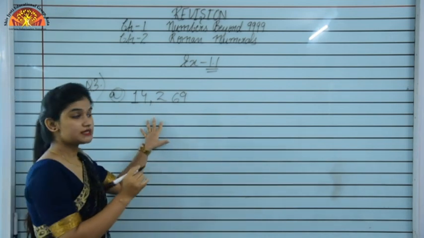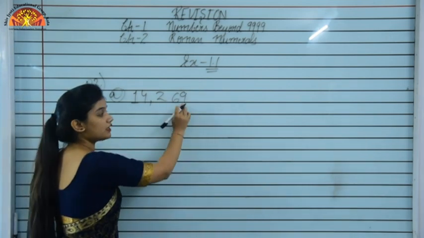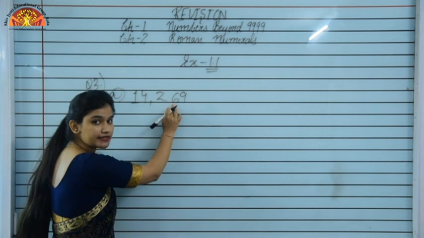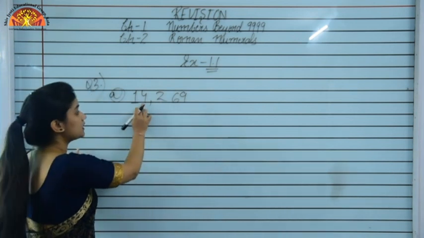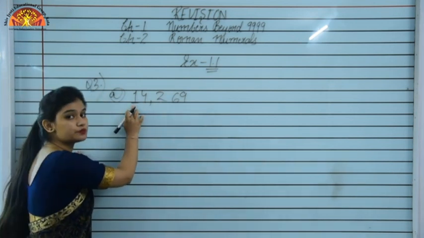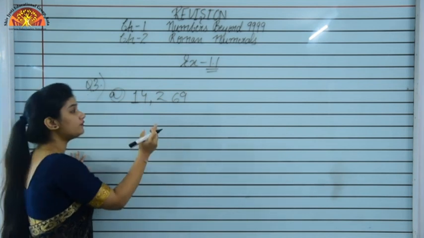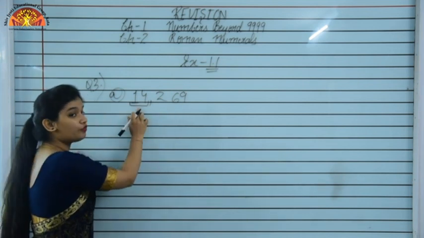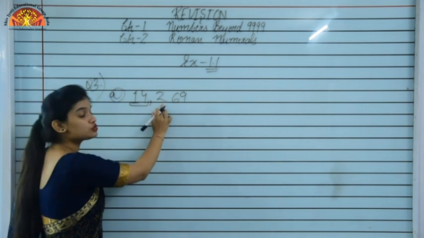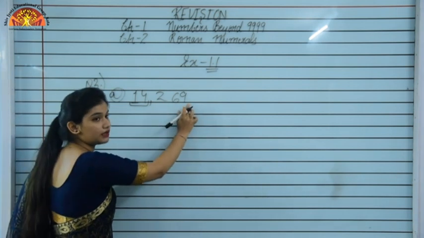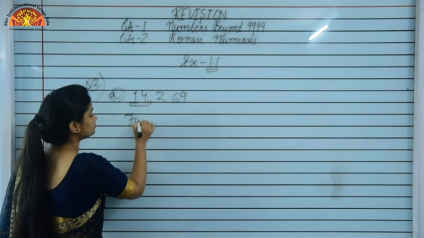So look here, students, as we can see, the first digit will come at ones place, then tens place, hundreds place, thousands place and 10,000s place. So how will we read this number? We will read this number like 14,269. How can we write this number?